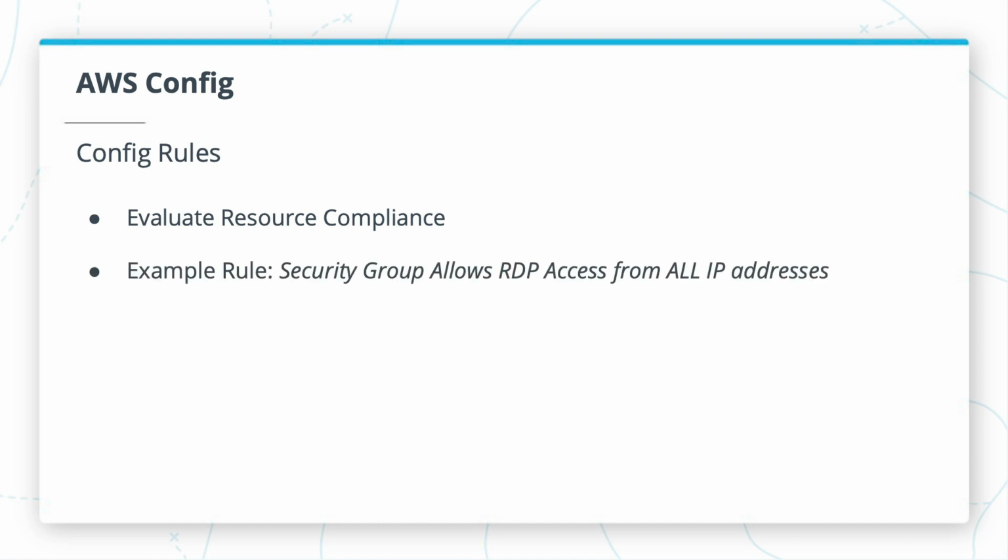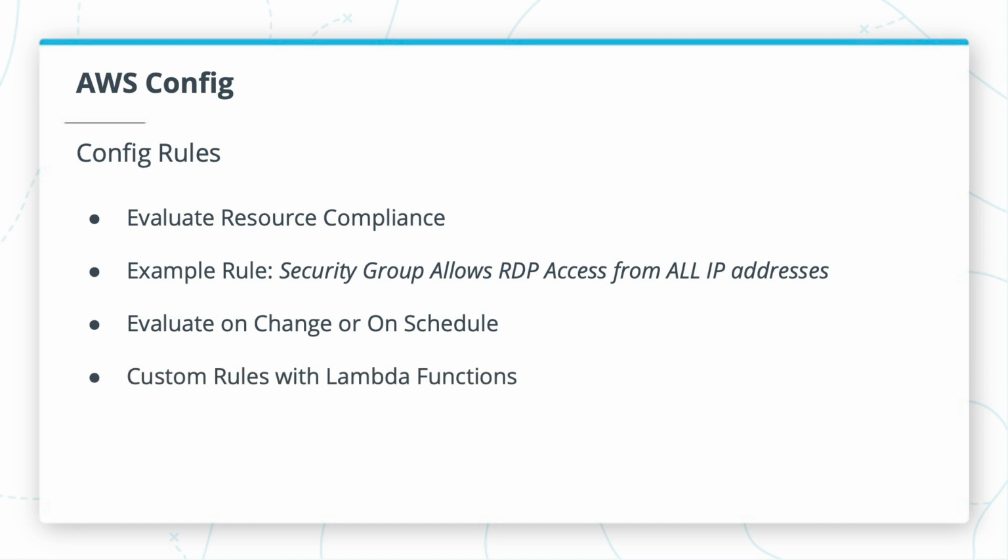A basic example of a rule could be to identify any security group that allows RDP access from all IP addresses, or 0.0.0.0/0 on port 3389. AWS provides a decent number of rules out of the box, which are based on standard security recommendation benchmarks. Rules can be set up to evaluate on configuration change or on a cron schedule. Since all rules are based on Lambda functions, AWS provides the ability to create custom rules that evaluate a specific criteria which may not be available as a rule out of the box.